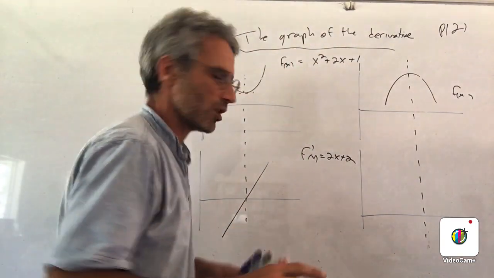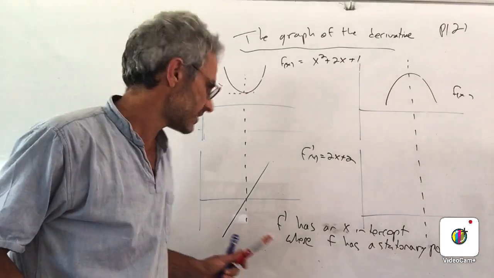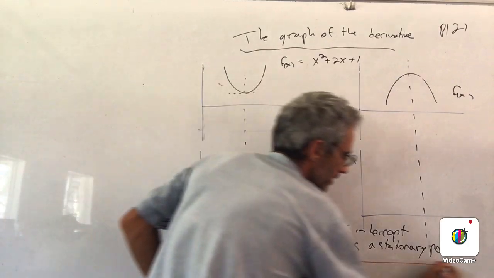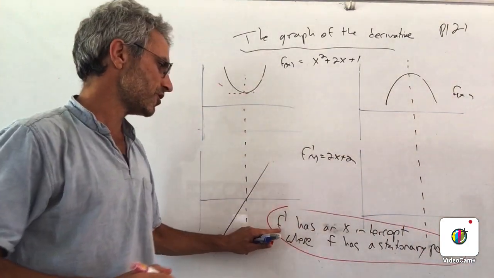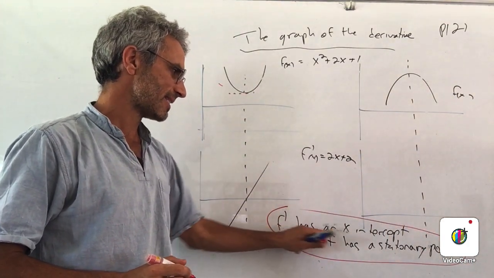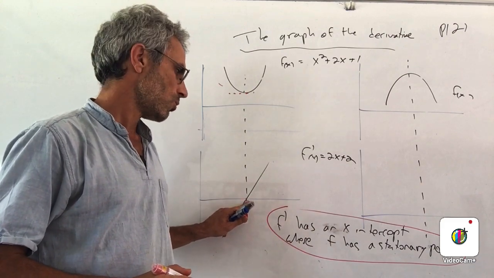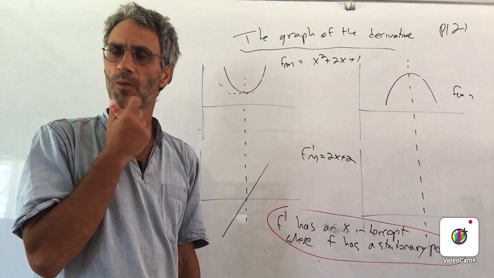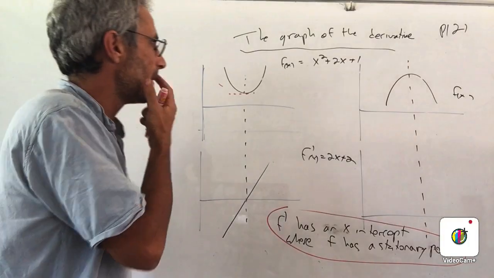I'm just going to pause here just to save some time. What I've added here, guys, is just what I told you: that the graph of the derivative, the graph of f prime, has an x-intercept where f has a stationary point. So, I'll just pause.